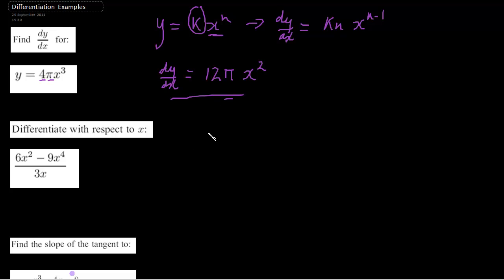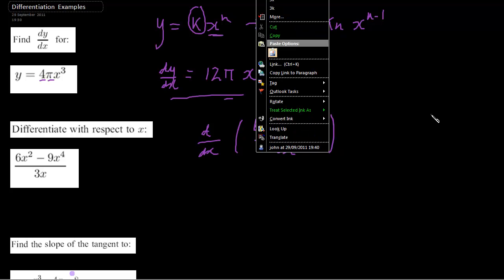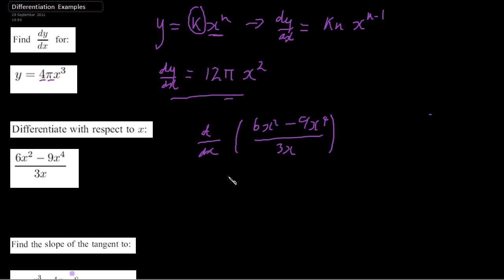So the way we write this is we write d dx of 6x squared minus 9x to the 4 all over 3x. Now the first thing we need to do is simplify that. And the way we simplify that is we've got to divide everything on the top by everything on the bottom.